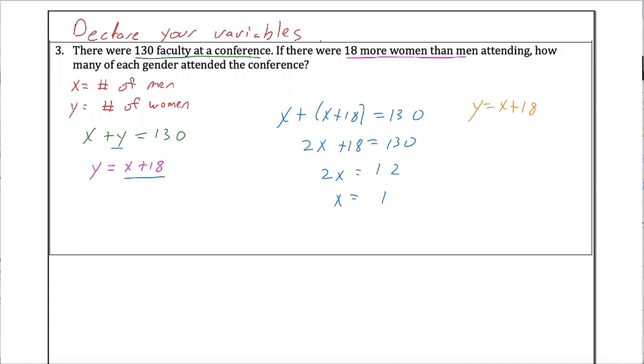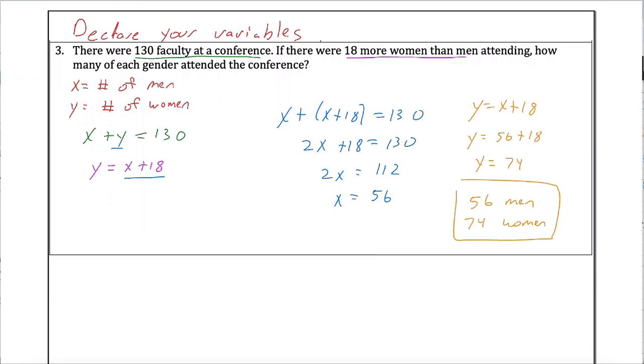When we subtract 18 from that, we should get 112. And when we divide 112 by 2, we get 56. And so now I can say that y is equal to 56 plus 18. So y equals 74. And so that means there were 56 men and 74 women attending the conference.